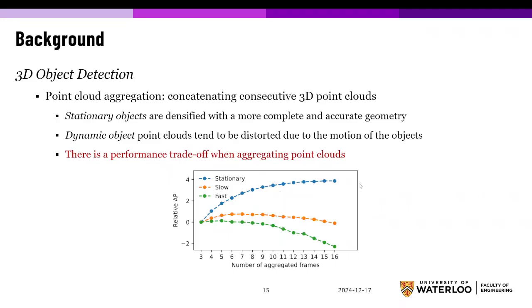And from our preliminary experiments, we found that there's a huge performance trade-off when we simply aggregate a point cloud with a fixed number of frames. So as we increase the number of aggregated frames from 3 to 16 in this case, we see that the stationary object detection performance, in terms of average precision, is going up because of the more complete geometry and denser point clouds. But for dynamic objects, for example, the slow and fast vehicles, the performance degrades as we introduce more frames because of the distortion that I showed in the previous slide.